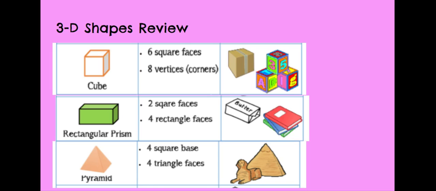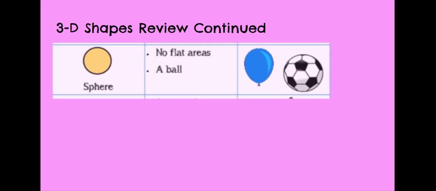Next is a pyramid. A pyramid has a square base and 4 triangle faces that come to a point at the top. Next is a sphere. There are no flat areas on a sphere. A sphere is essentially a ball. Some examples are balloons or balls that we play with, like a soccer ball or a basketball.